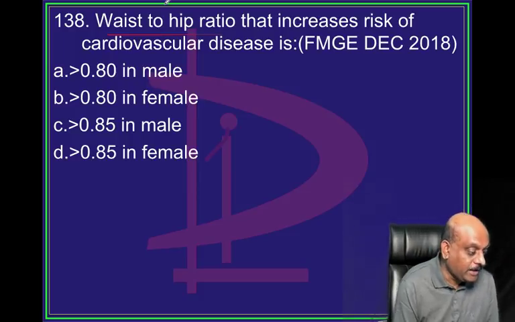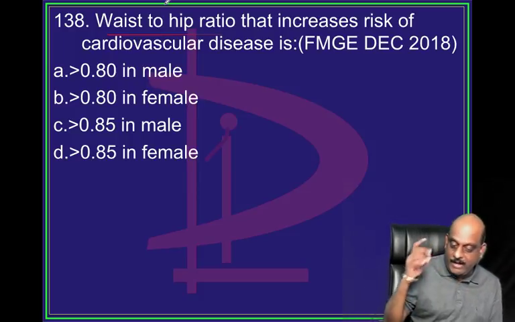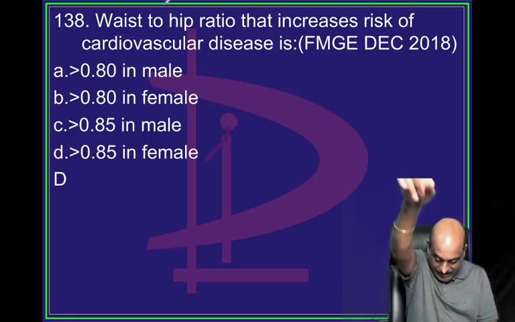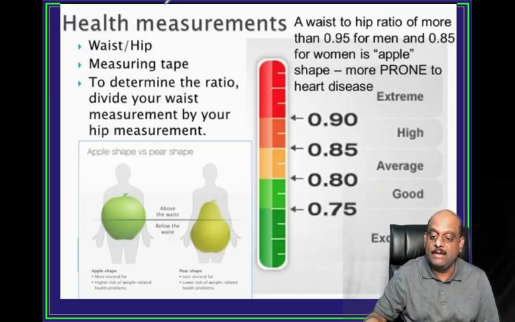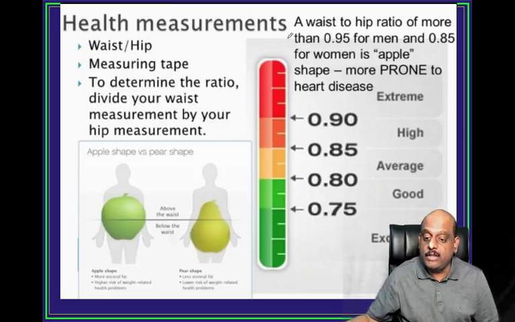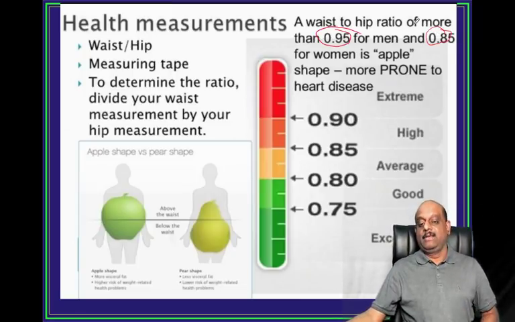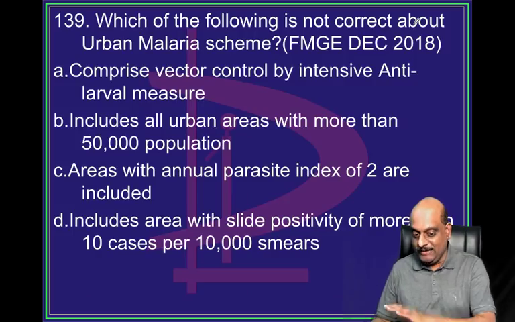Right now, Nayamani is saying more than 0.85 in female. Absolutely. More than 0.95 in men, more than 0.85 in women is apple belly.